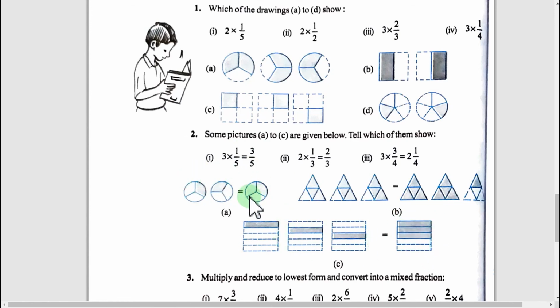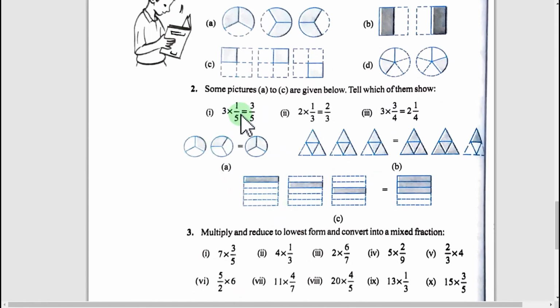And for this, here, 3 figures, and I think here 3 parts are shaded, 3 by 4. And for this, 2 into 1 by 3, 2 by 3. I hope you understood.